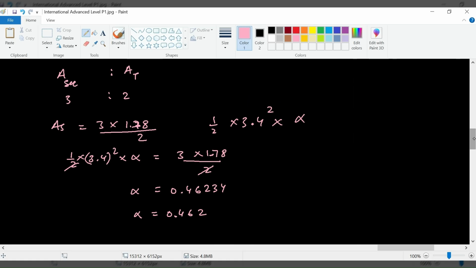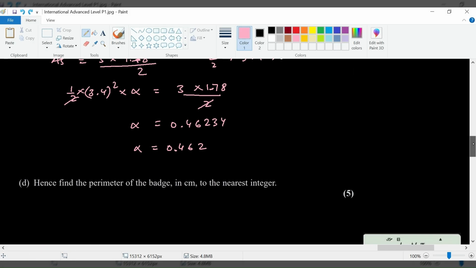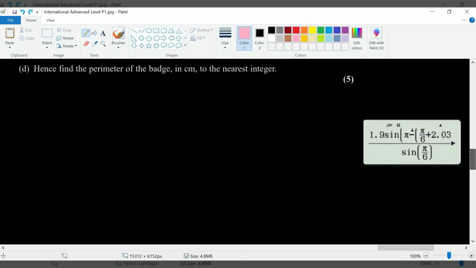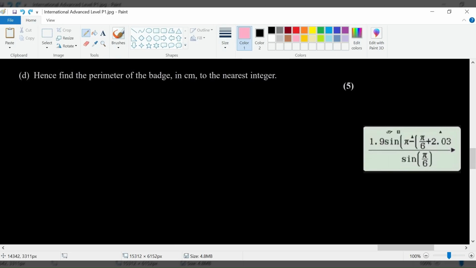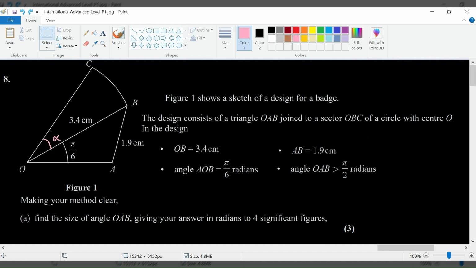So as you can see, it's given in the question itself that the angle BOC is 0.462, and we have found out that the alpha angle is 0.462. Now the last part of this question asks you to find the perimeter of the badge. So for the perimeter of the badge, I should bring this shape once again.